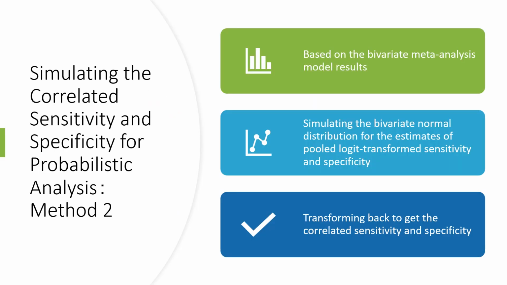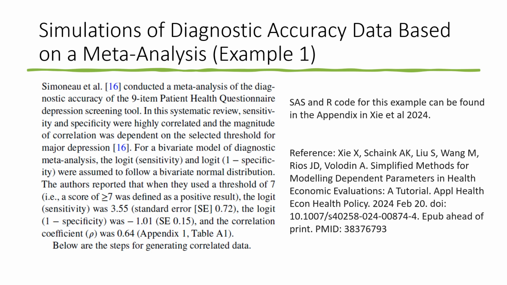This slide showed the second method of simulating the correlated sensitivity and specificity for the probabilistic analysis. Firstly, we simulate the bivariate normal distribution for the estimates of pooled logit transformed sensitivity and specificity. Then, we transform back to get the correlated sensitivity and specificity. An example with SARS and R codes can be found in the publication by C and his colleagues.